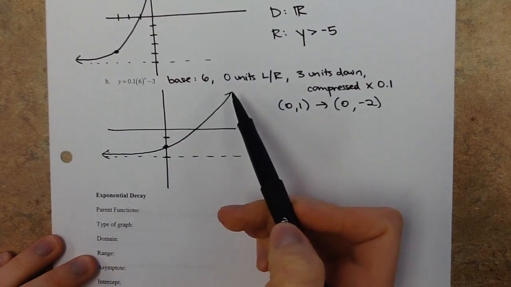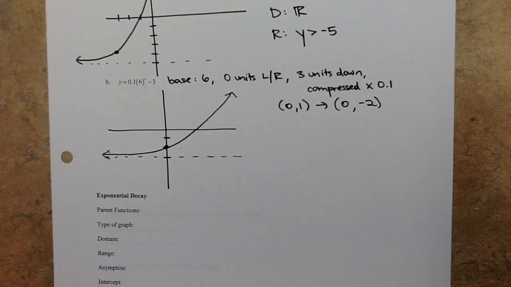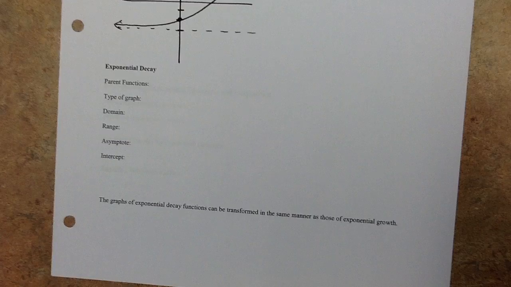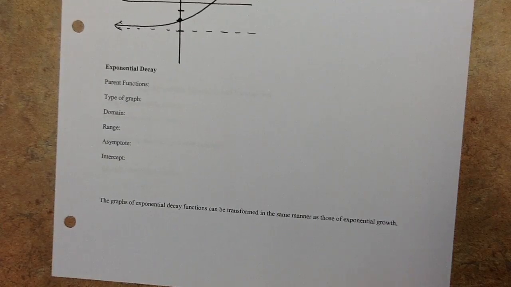All right, let's take a look at exponential decay. These ones grow as you move from left to right. That's why we call them exponential growth. These ones are going to decay as you move from left to right, which means they're going to get very small very quickly compared with the original exponential growth. So that's our second type of exponential function, exponential decay.